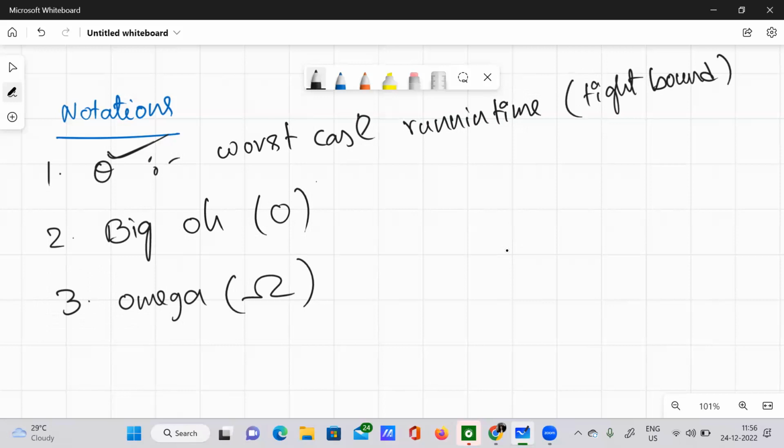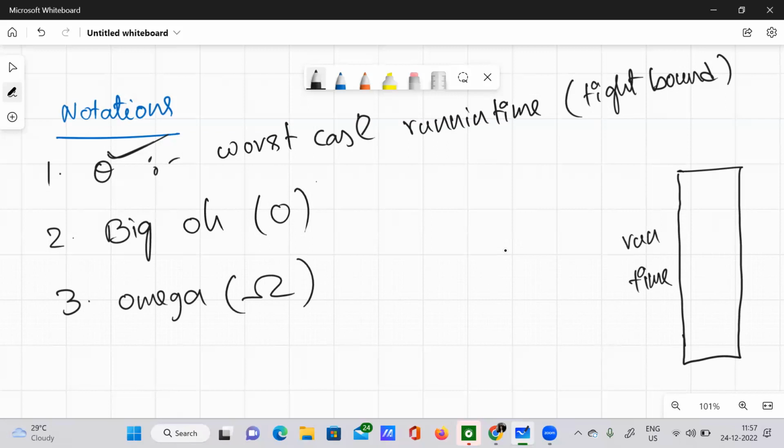So what do you mean by the word tighter bound here? For example, let's imagine this is my running time. Okay, this is my runtime complexity of an algorithm. So for our algorithm, we have the best case scenario and the worst case scenario and the average case scenario, right? So the best case scenario would be where our runtime would be very minimal, right?